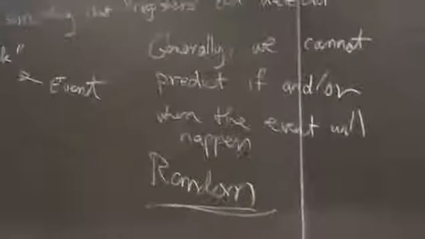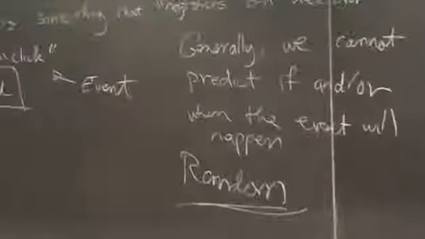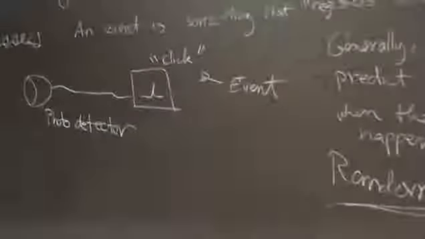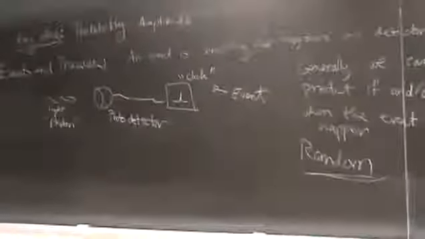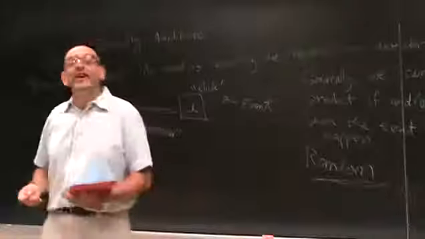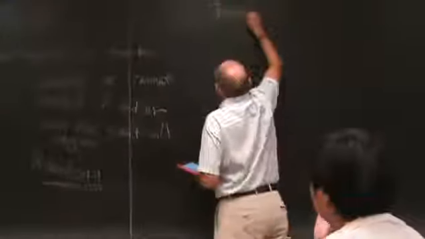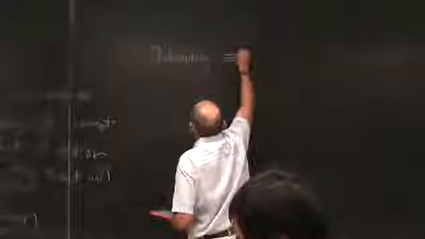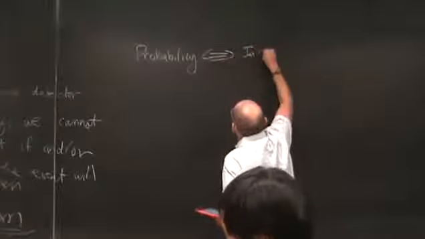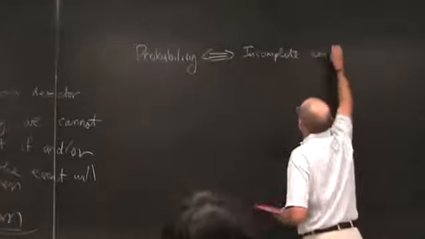Now, because we can't predict this event with certainty, what that means is we have to appeal to the ideas of probability. Probability is the calculus we use in order to deal with incomplete certainty. Okay? So probability is what we use when we have incomplete certainty of events.